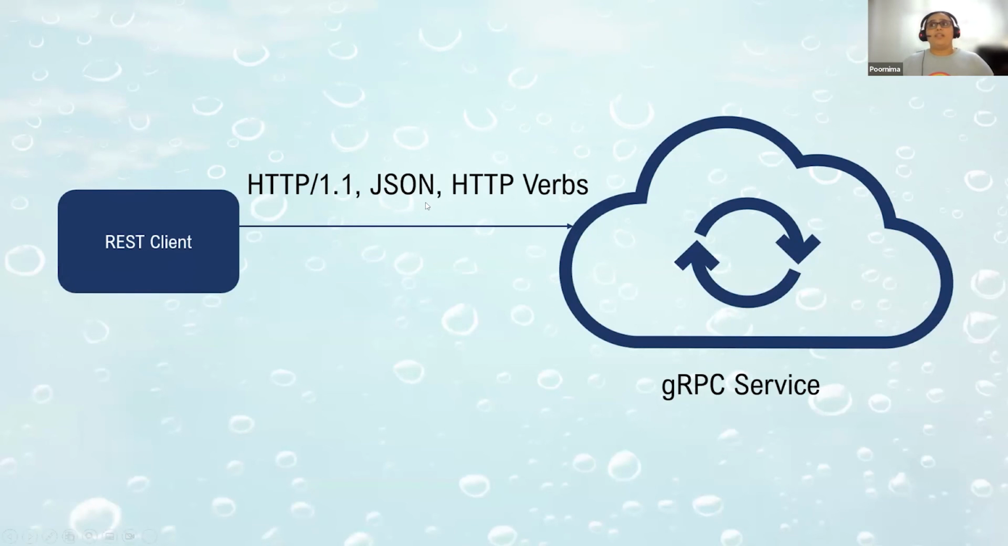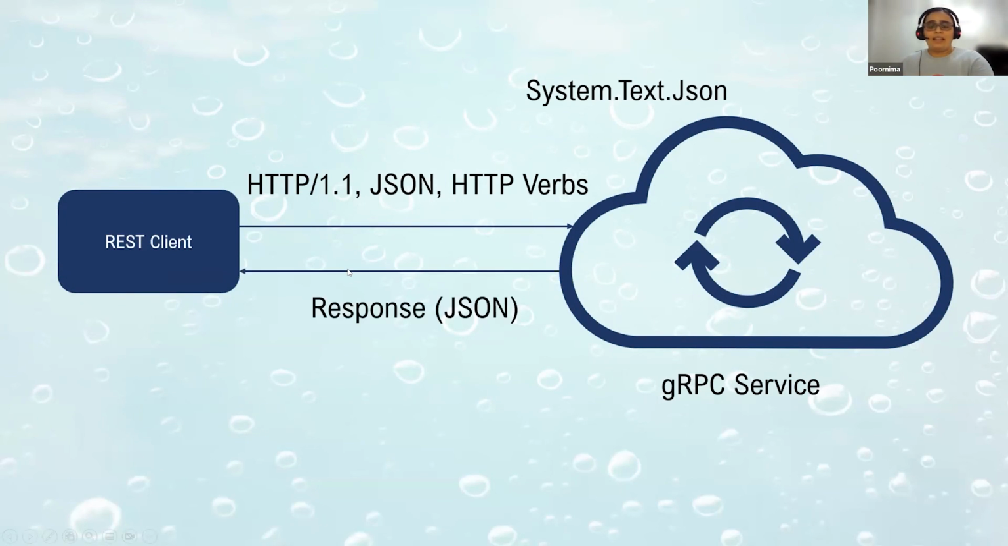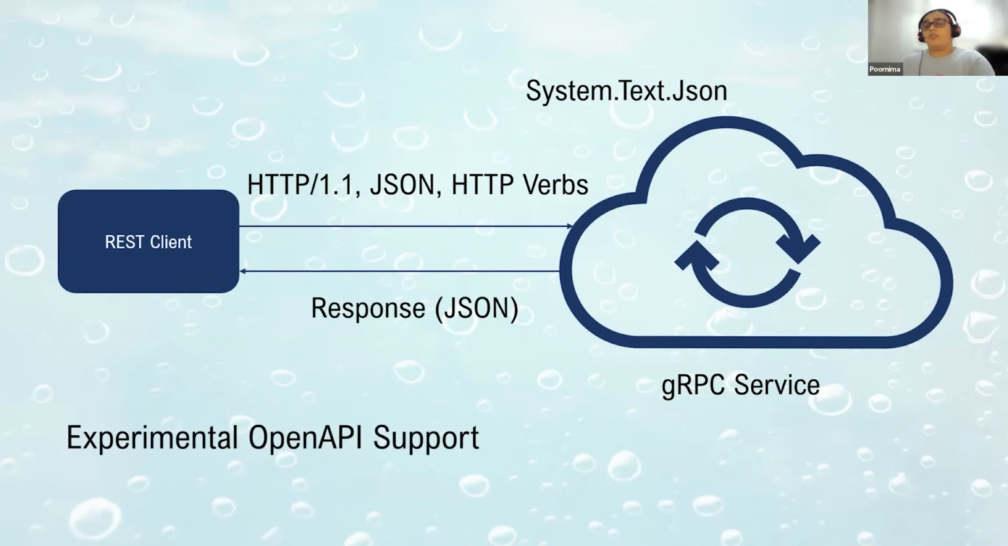And it uses your well-known HTTP methods and verbs like get, post, put, patch, delete, all of that. And it uses System.Text.Json as the library to serialize and deserialize on the server. And the server sends back a response in the form of JSON. And that's not all. With ASP.NET Core 7 and .NET 7, we have experimental OpenAPI support for this part of the gRPC service as well. So you are effectively extending your gRPC API to be an HTTP endpoint as well.